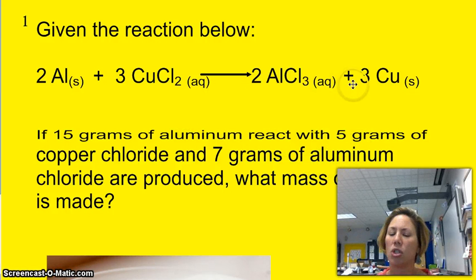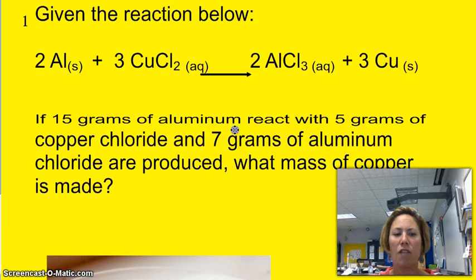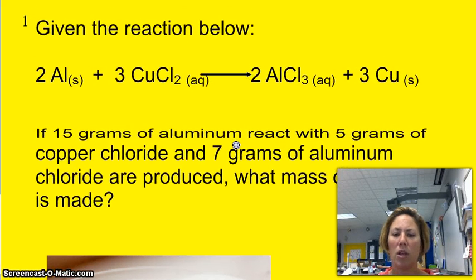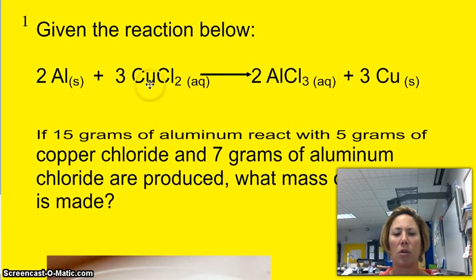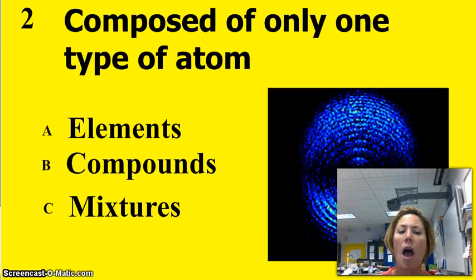So we have a reaction. Go ahead and write it down. If 15 grams of aluminum react with 5 grams of copper chloride and 7 grams of aluminum chloride are produced, what mass of copper is made? So that's a little bit of review from your quiz. You can start with that in section 4, question number 1. If you need to pause, just do so as you see fit. I'm going to move on to question number 2.